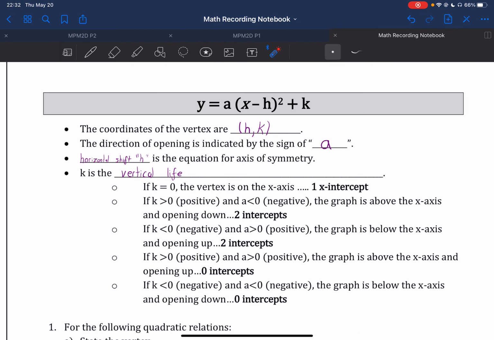So let's break this down a little bit more. The coordinates of the vertex are (h, k), which come from our vertex form. The direction of opening is indicated by the sign of a. Our horizontal shift, aka our h, gives the equation for the axis of symmetry. We'll talk more about the horizontal shift and what that means in a later lesson, but for now, just focus on the h. And the k is the vertical shift.